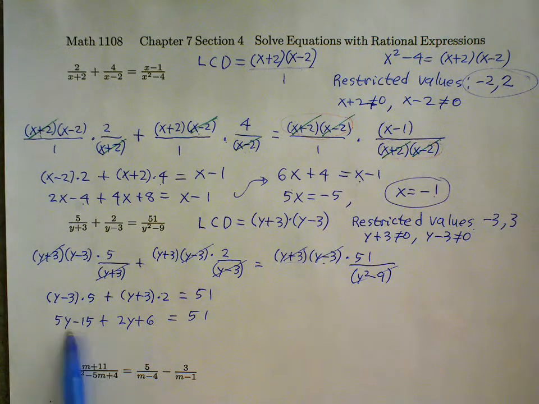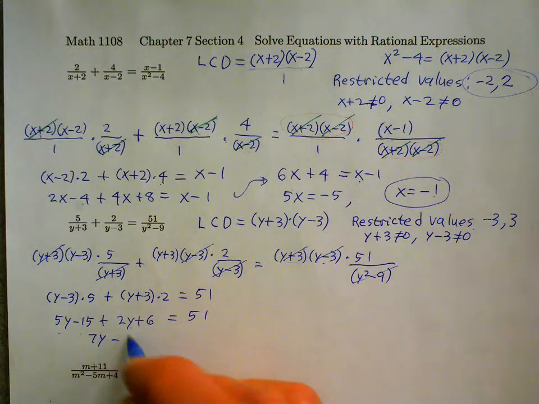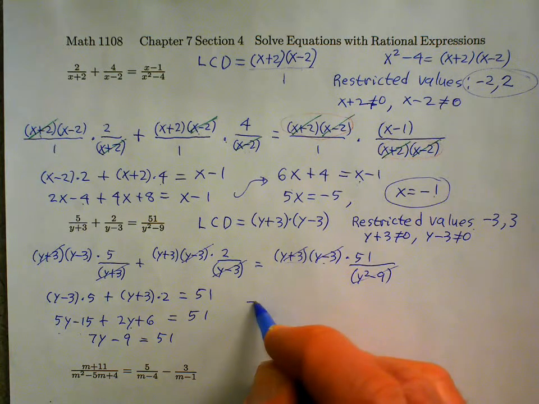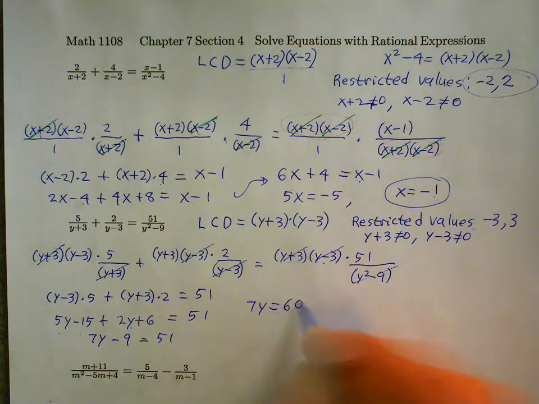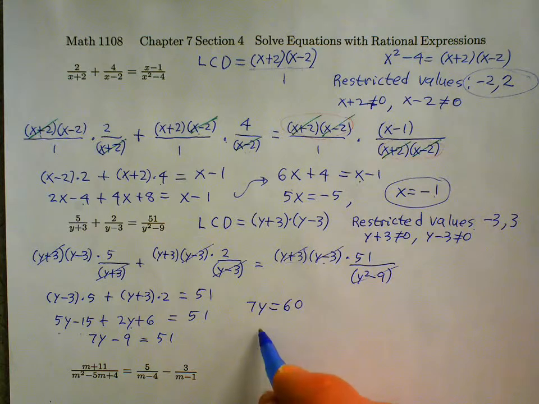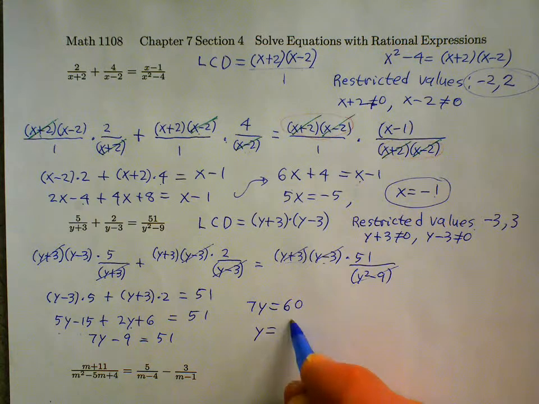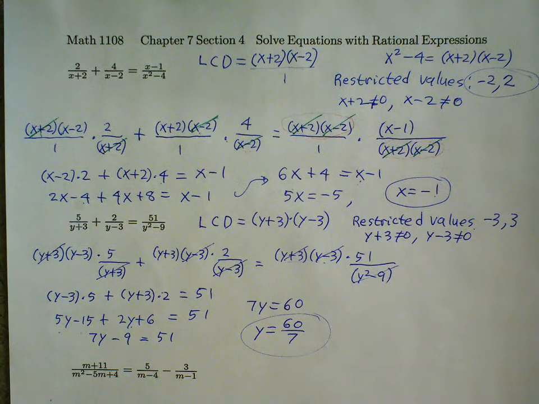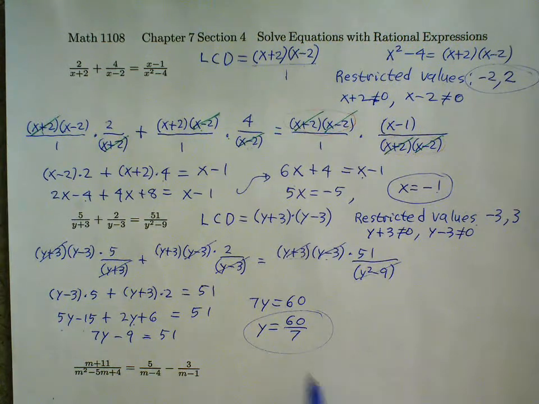Combine like terms, 5y plus 2y is 7y. Minus 15 plus 6 is minus 9. Then add 9 to both sides. We get 7y equals 60. And then divide both sides by 7. We get y equals 60 divided by 7. Hey, that is a perfectly fine number for a solution. It's not a restricted value.